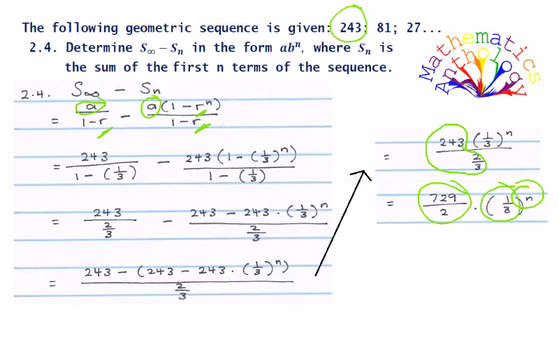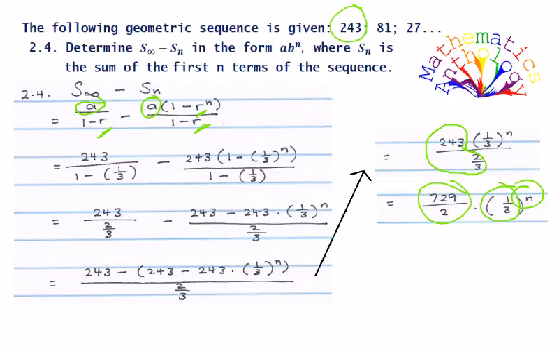All you do here is you need to substitute your a value and your r value into this formula. Your a, remember, is 243, the first term, and your r again is T2 over T1, which is 1 over 3. So wherever you see a, you put in 243, and wherever you see r here, you put in 1 over 3. So it becomes 243 all over 1 minus 1/3 minus 243 into 1 minus 1/3 to the power n all over 1 minus 1/3. We try to simplify this as far as we can algebraically and see where we come out.